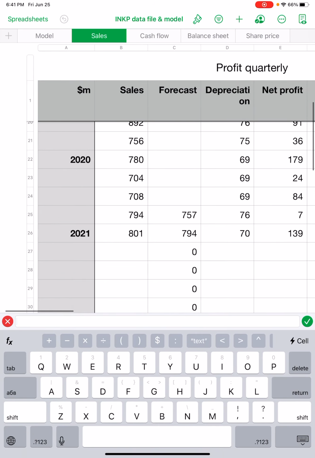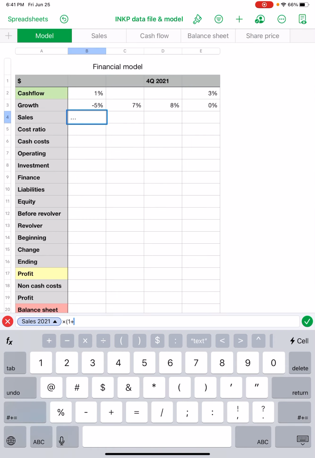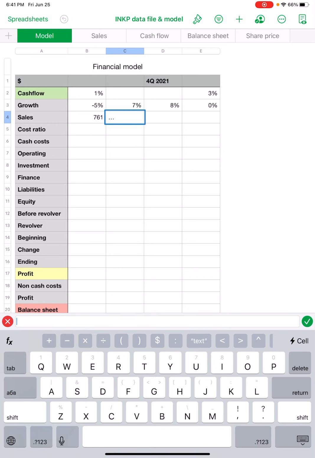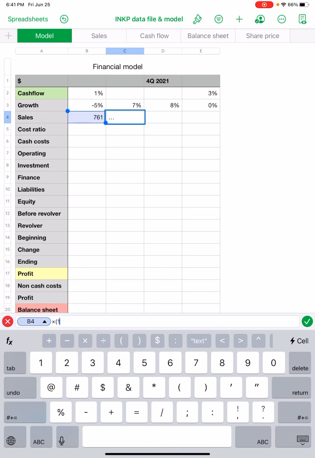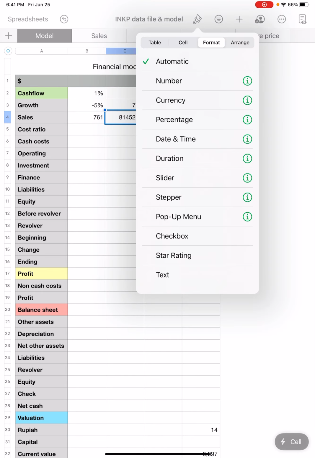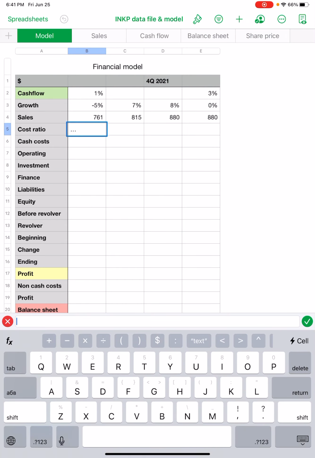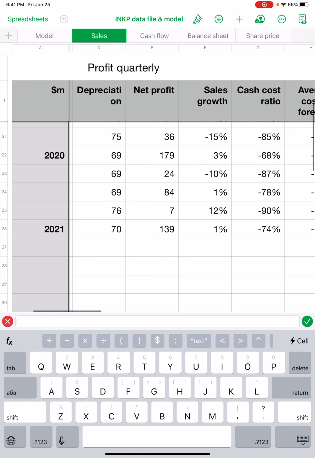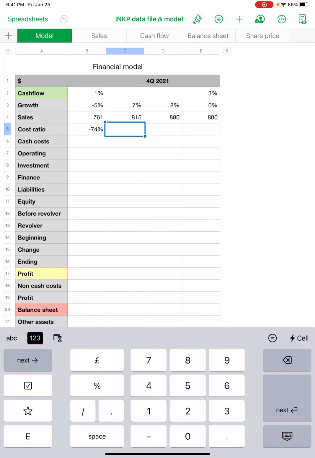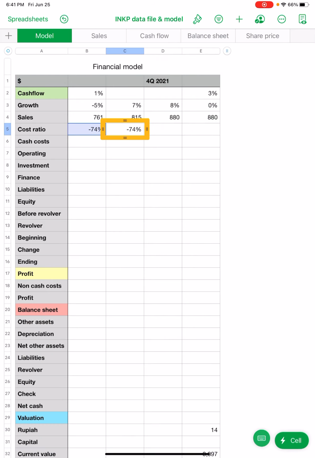So we're just going to make the sales forecast 1 plus the growth, like that. And then this one is going to be the previous one times 1 plus the growth, like that. Whoops, misformatted. We can drag that across. And then the cost ratio, I'm just going to, for now, use the latest cash cost ratio, and we can assume that for the rest of the 4 quarters.